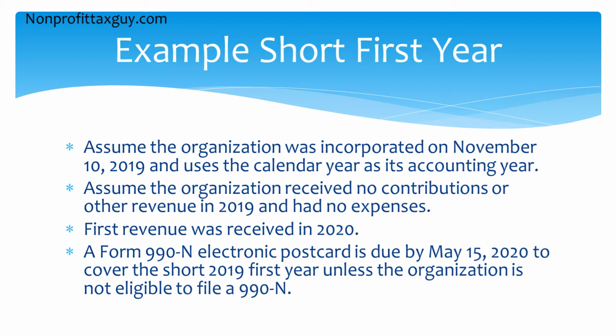However, in a case like this, a Form 990N electronic postcard is going to be due by May 15, 2020 to cover the short 2019 first year, unless the organization is, for some other reason, not eligible to file a 990N, which we'll talk about later. Right? So the important thing is, even though you didn't have any income, you didn't have any expenses in that first year, you still are going to have some type of a filing requirement. And it's going to be a 990N in most cases.